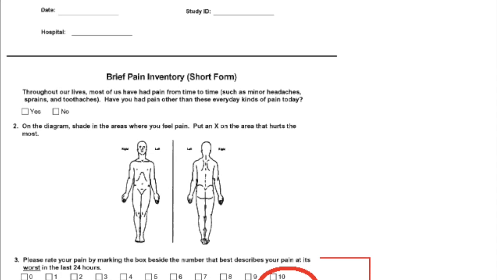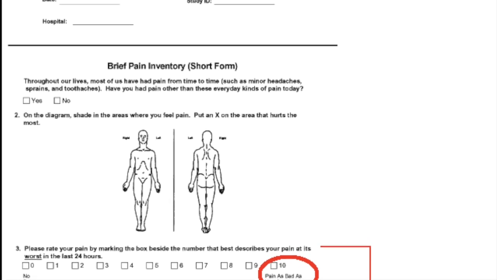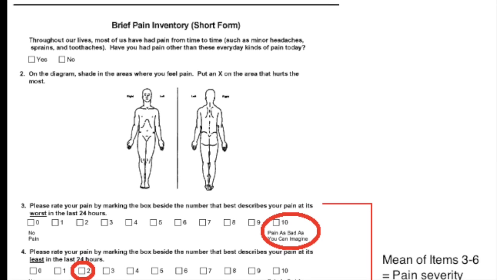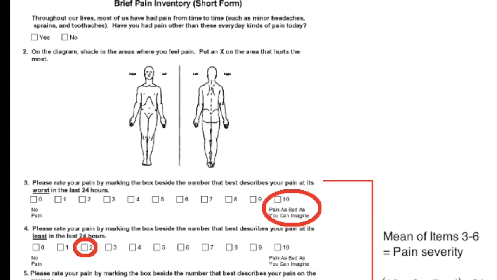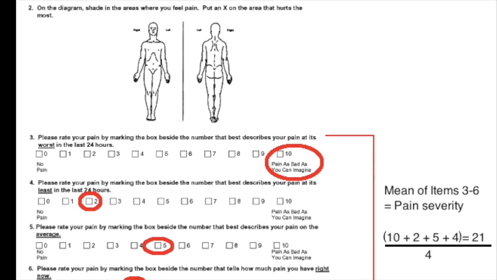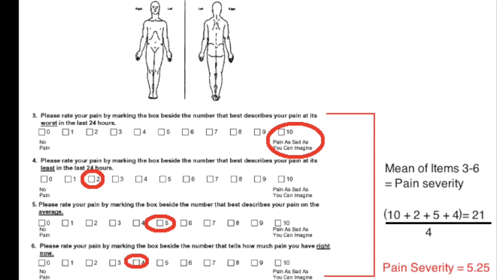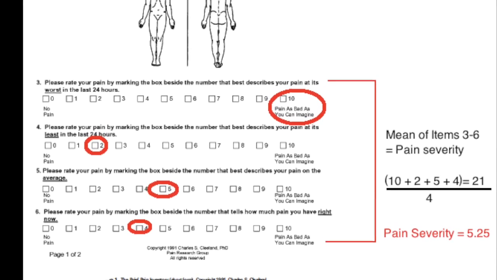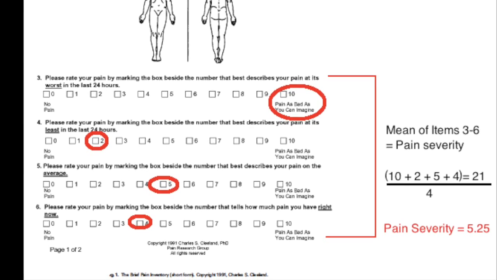There is no standard way to score this assessment, but it can be used to compare changes in pain after intervention. Clinicians, however, can take the mean of items 3 to 6 to get a pain severity score. As you can see in this example, the average pain severity is about a 5. Question 2 also gives you some good visual evidence of where your client's pain is located.